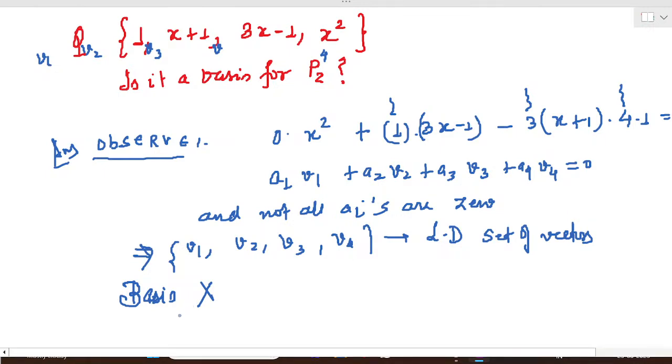Is that clear, Siddhi? For a subset to be a basis, what is required? The first condition is that the elements of the basis must be linearly independent, right? But here you can clearly see that these are linearly dependent rather. So they cannot be the basis.